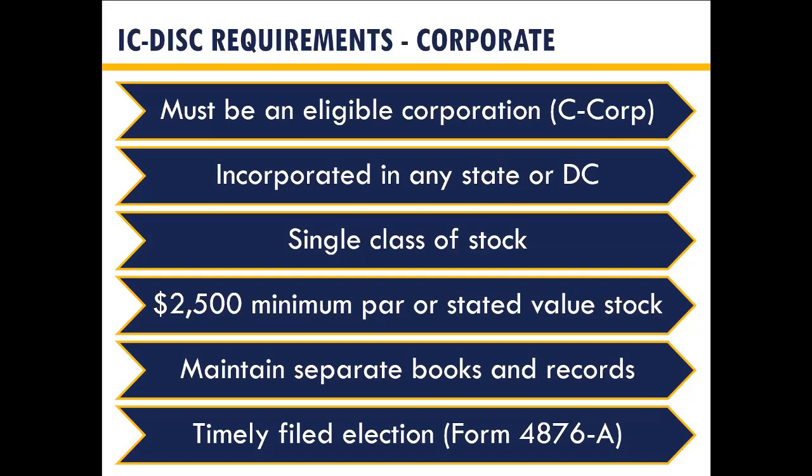And that date is really important, because if you miss it, you can get late filing relief, but it's only possible through a private letter ruling, which is a costly endeavor. So if you're going to set up an IC-DISC, it's important to remember that 90-day rule to get the election into the IRS. And then once the IRS processes it, they will send you a letter saying they've accepted your election, much like you receive an S-Corp election acceptance letter.